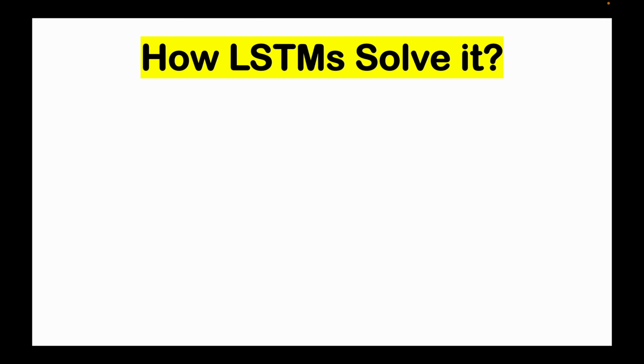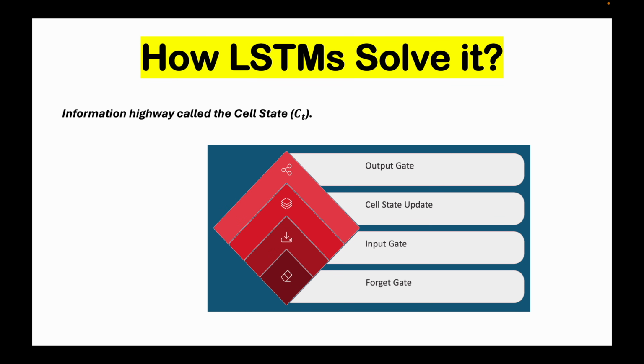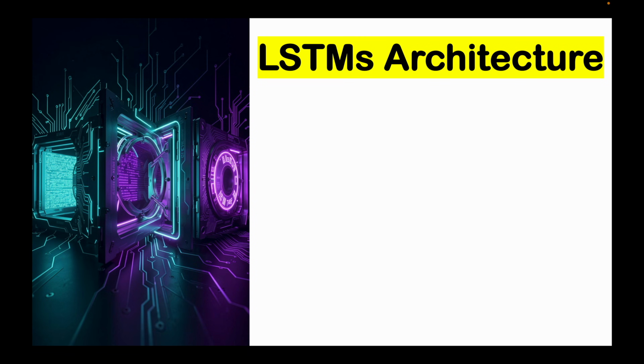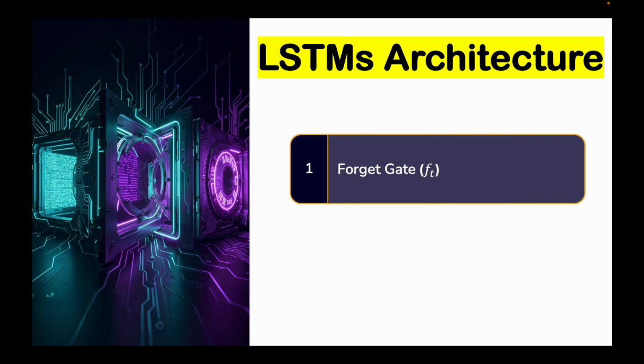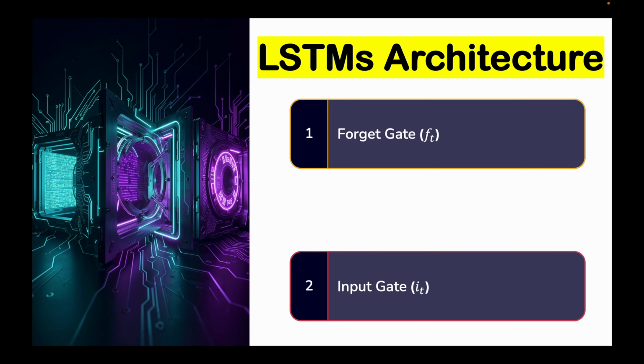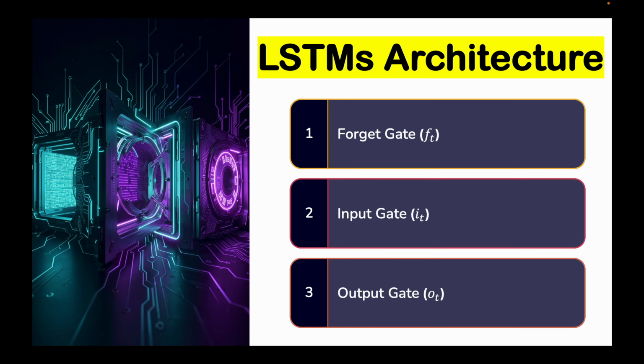How do LSTMs solve it? LSTMs solved this problem by introducing an information highway called the cell state. So, instead of relying only on the repeated nonlinear transformation, LSTMs use gates to control what to add, what to forget, and what to output. LSTM architecture: LSTM contains three main gates: forget gate ft, input gate it, output gate ot.